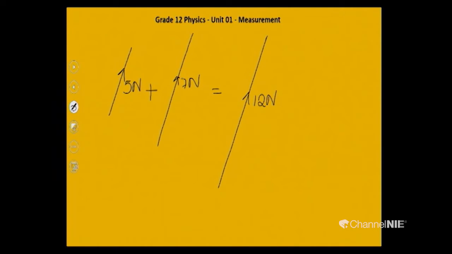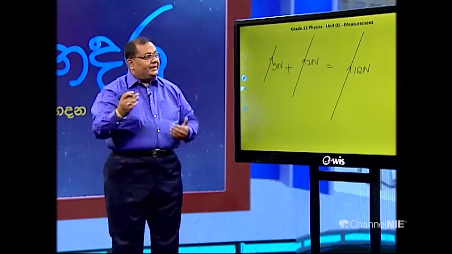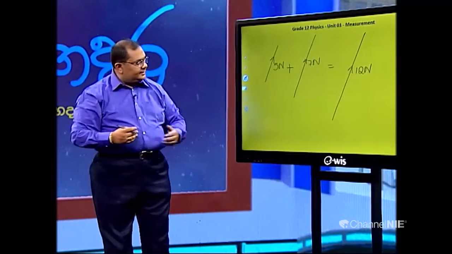Resultant of parallel vectors. It's very simple. Directly you can add them together. Now, if you are given many vectors, how do you find the resultant? Let's see.